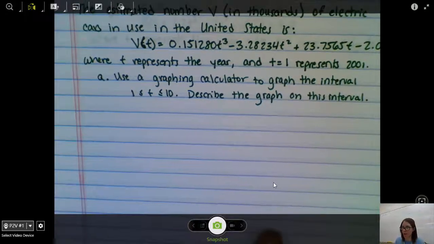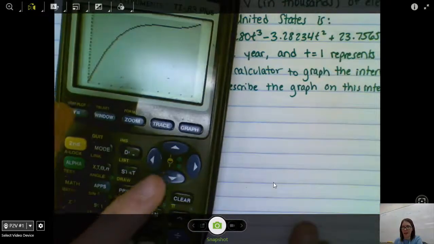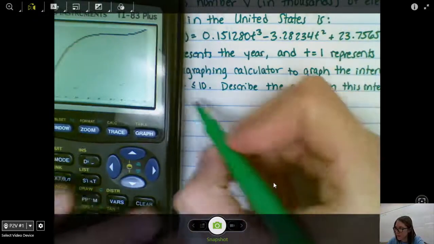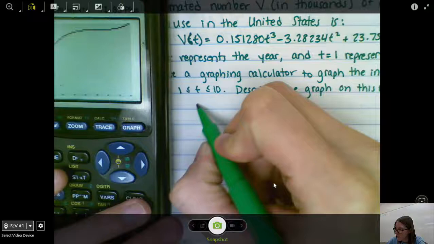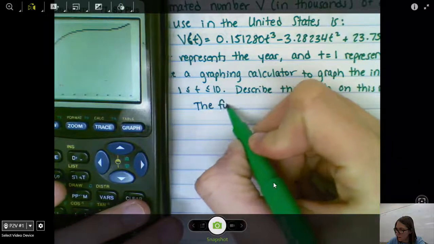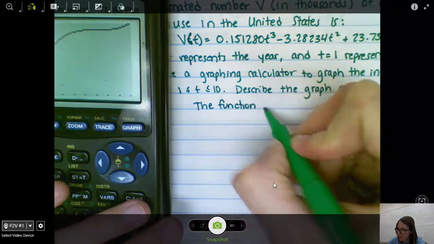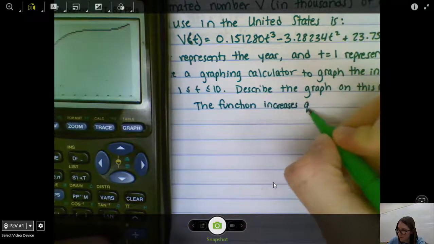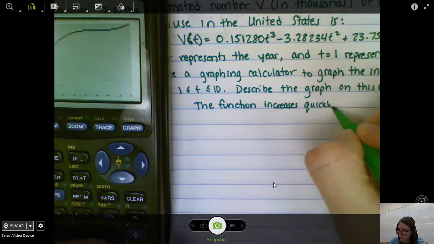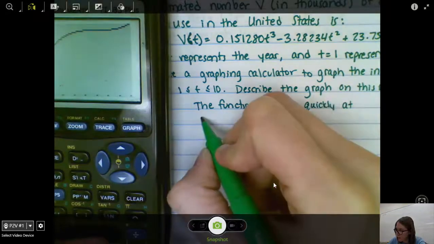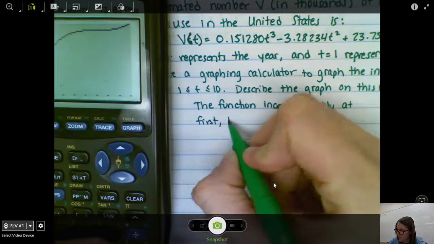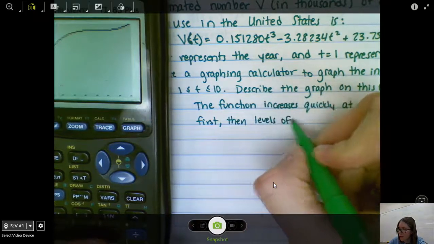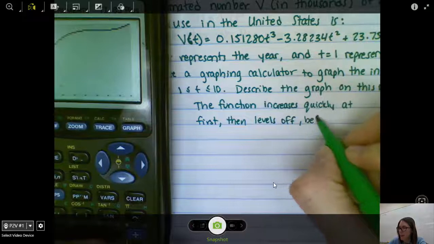So when I'm describing the graph on this interval, that is the kind of thing that I'm going to take note of. The function increases quickly at first, then levels off before it increases again.